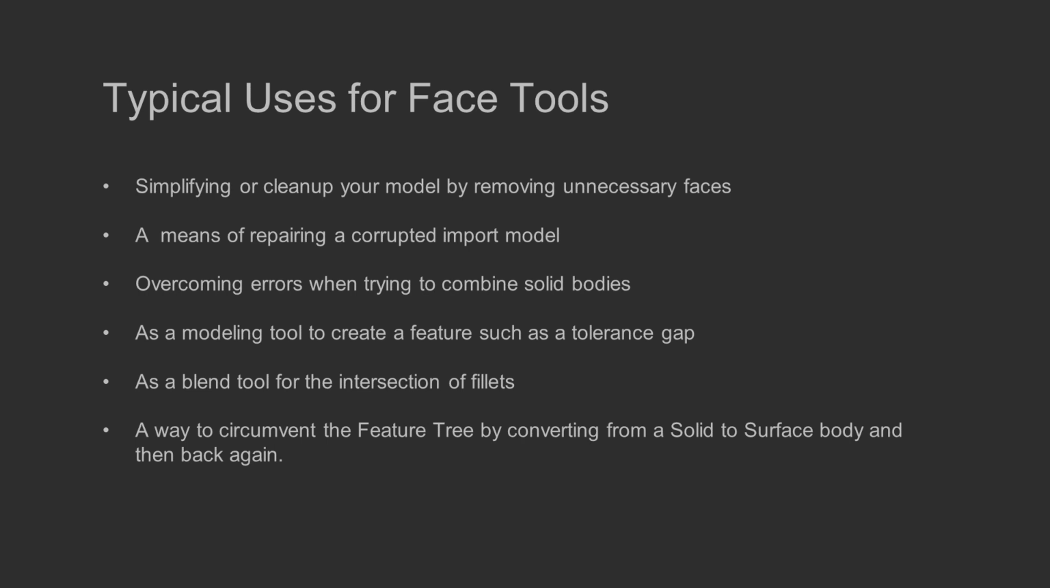And that's useful for what I call circumventing the feature tree and getting around it by going from solid to surface and back to solid. Basically think of it as a technique for modeling. But we'll talk more about all of those in example models where you'll see them more clearly, I hope. So with that, we can move on here.